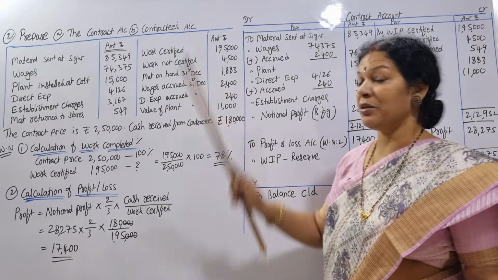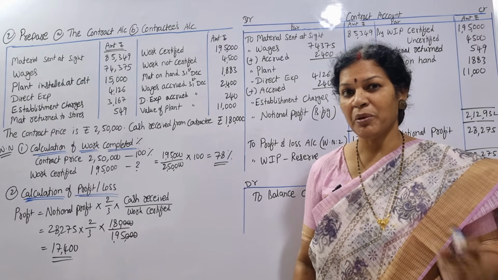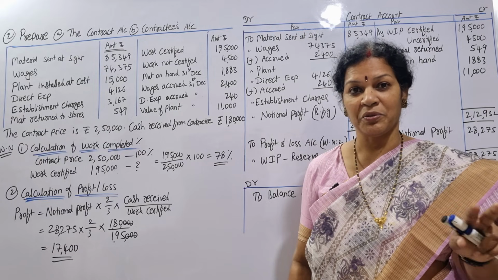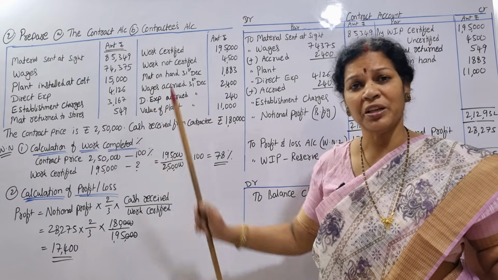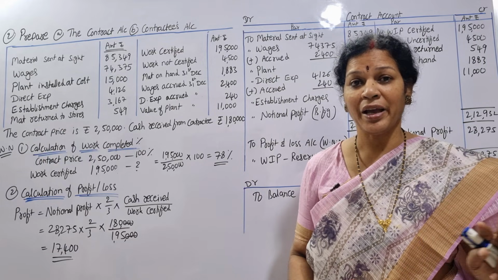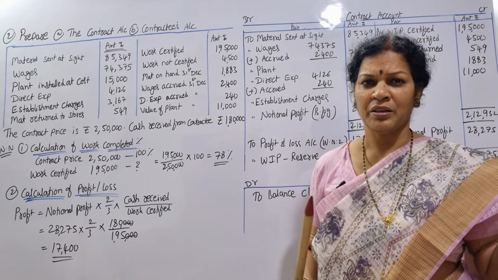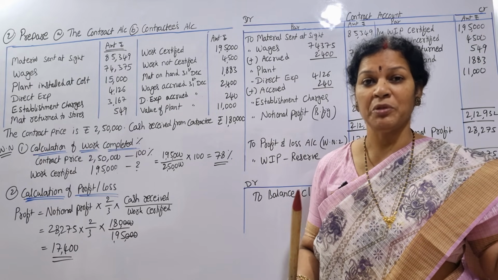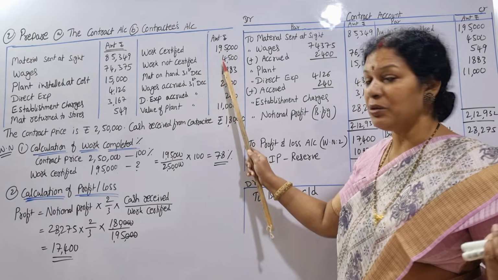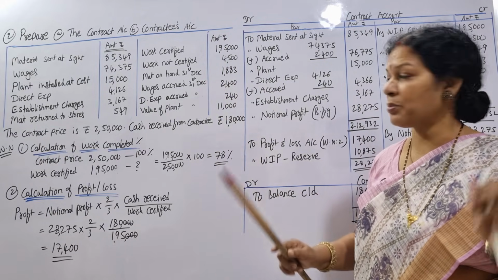Work certified, work not certified, both are given. In the previous problem we calculated work certified and not certified, but now here both are given, so we need not calculate this. Suppose 80% or 50% is completed, then we could have calculated the amount of certified work. Now here the amount is given. Okay, this is the difference between the previous problem and this problem.